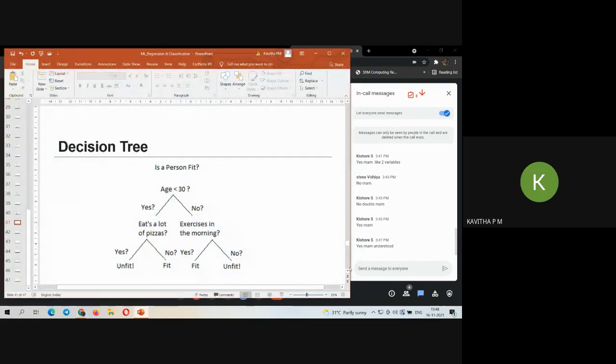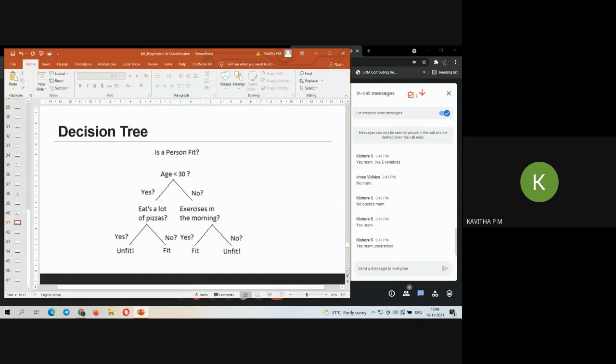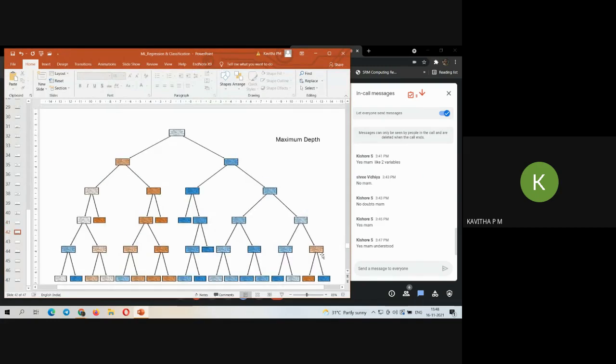Fine, okay. So this is all about decision tree. Now coming back to one more example. Here we have lots and lots of terminal nodes and decision nodes, right? This kind of tree structure, we call it maximum depth. Here we have the maximum terminal nodes, which we call a maximum depth tree.